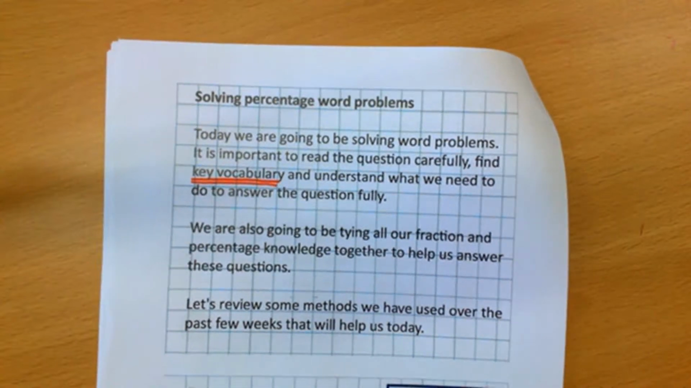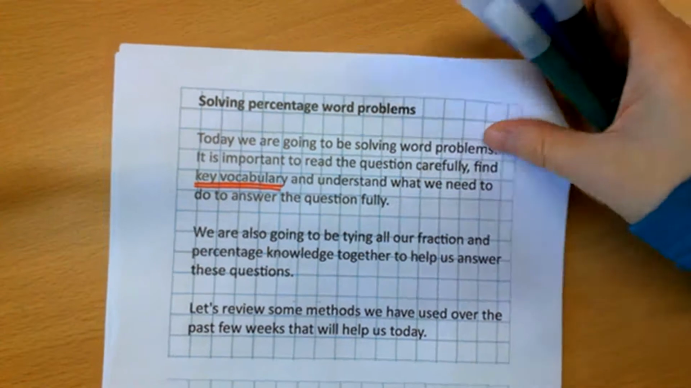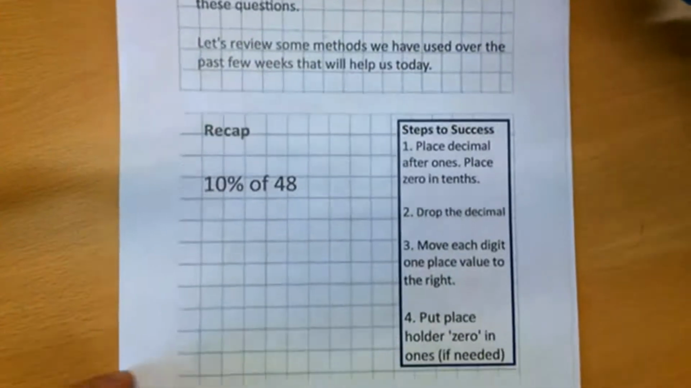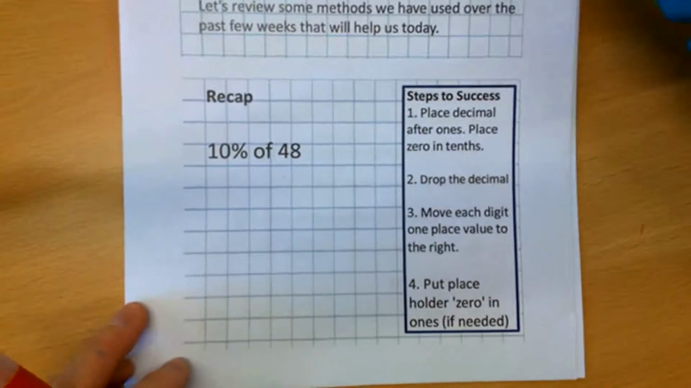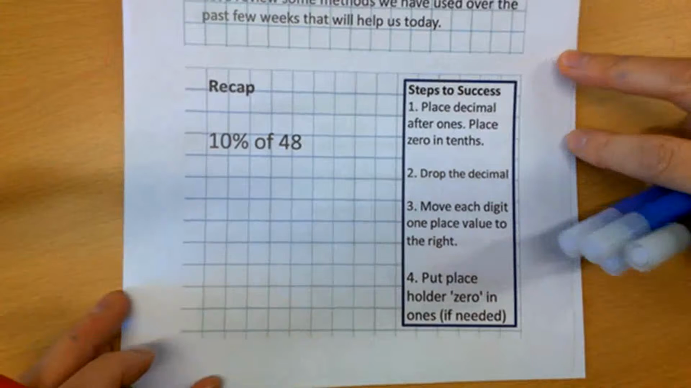As I said, we're going to be tying in all of our fraction and percentage knowledge to help us answer these questions. So try and think back to those lessons if you can. We're going to review now some methods that we've used over the past few weeks that are going to help us today. So this one first, 10% of 48.